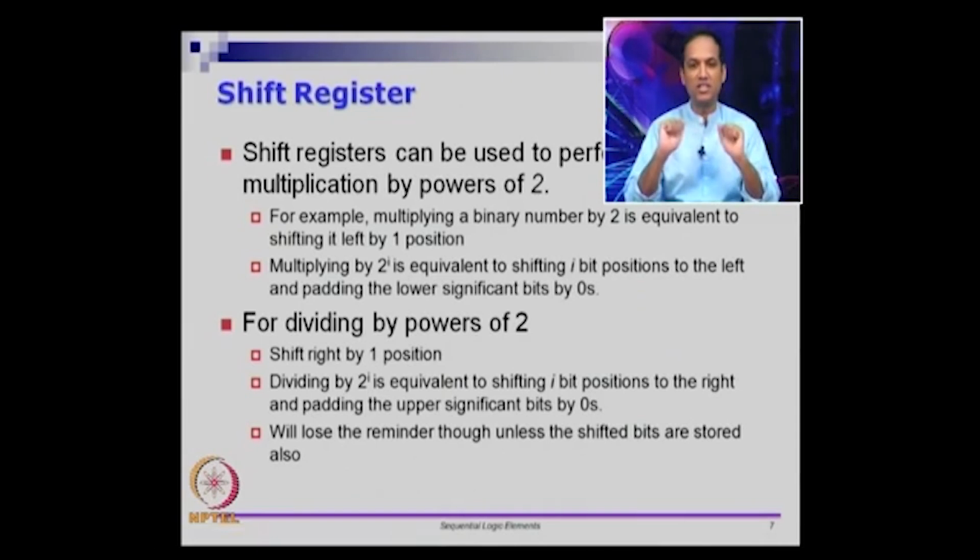Similarly, you can do division. You can take a value and right shift by one position, which is equivalent to dividing by 2, and if you right shift by I positions, it is equivalent to dividing by 2 power I. The only thing is when you divide, you get the quotient, you do not get the remainder. The I bits that get shifted out when you shift right actually form the remainder when you divide by 2 power I. So this is something that you have to store if you want the remainder also.